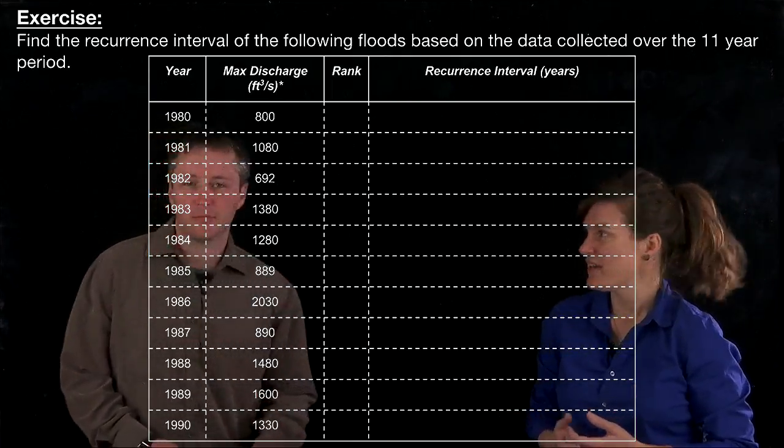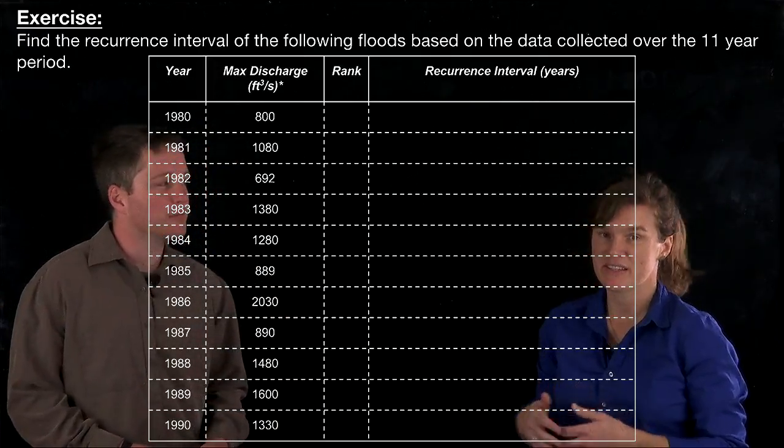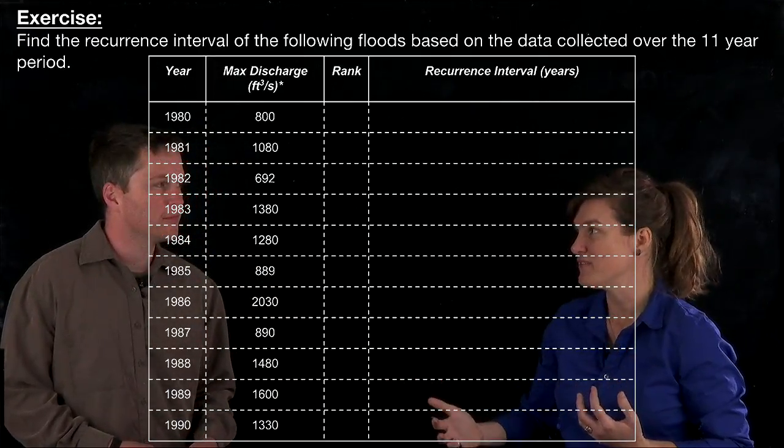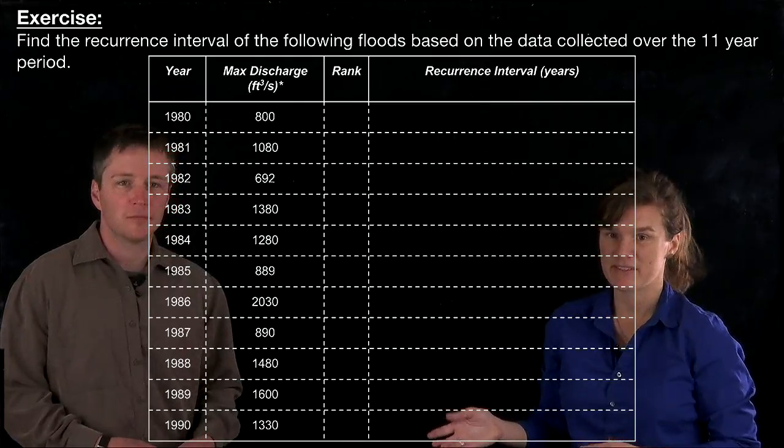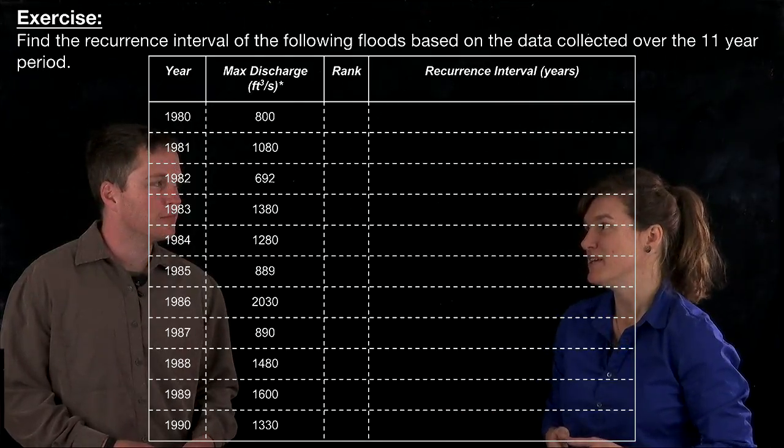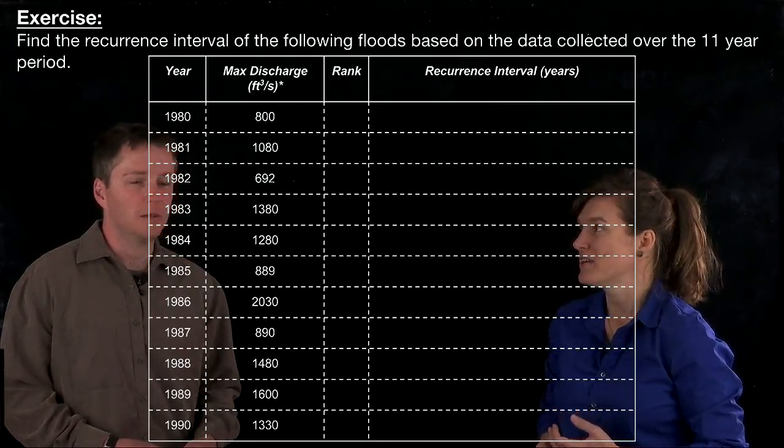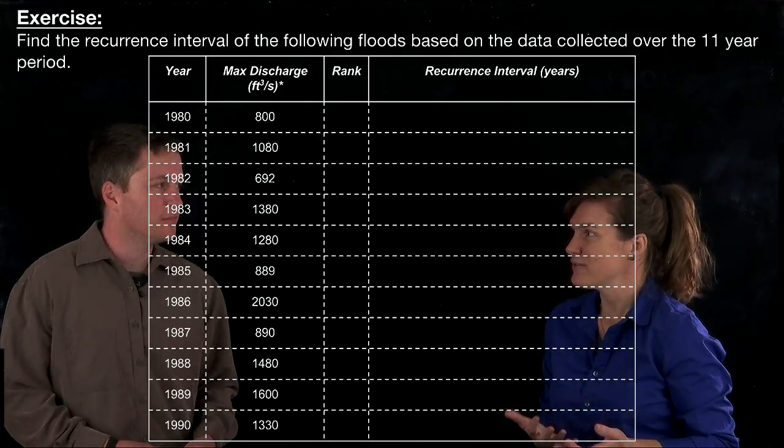So the best way to estimate a recurrence interval is just to collect data over a long period of time. Here we just have a snippet of 11 years of data for this particular stream. All right, so how do we go about calculating the recurrence interval?